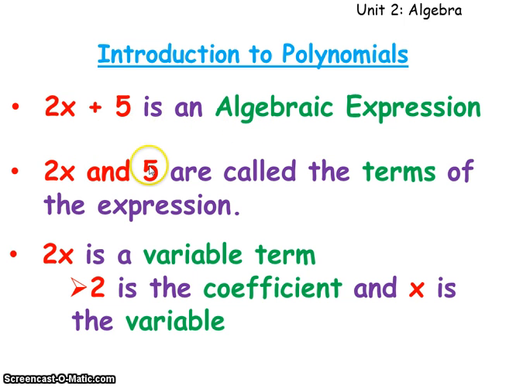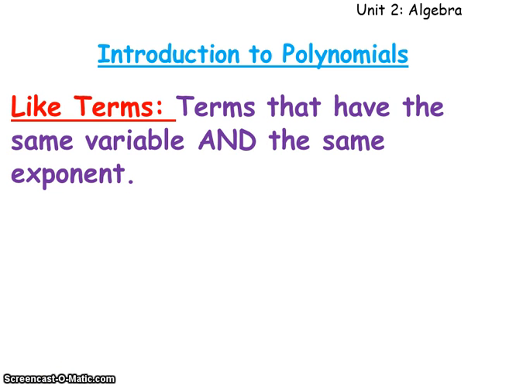2x and 5 are called terms, and because we have two terms, it's referred to as a binomial. 2x, x in here is a variable, so it's referred to as a variable term. Variable just means letter. And when it's attached to a number, that number is then referred to as the coefficient. If you need some more review on that, please check out last week's video. And if you just have a number such as 5, that would just be referred to as a constant.